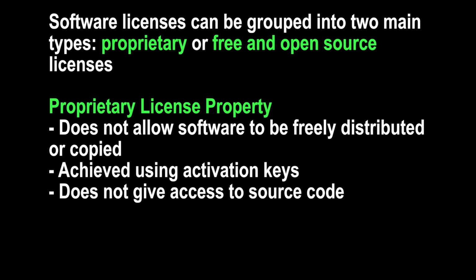Software licenses can be grouped into two main types: proprietary or free and open source licenses. Proprietary licensed property does not allow software to be freely distributed or copied, and it is achieved using activation keys and does not give access to the source code.